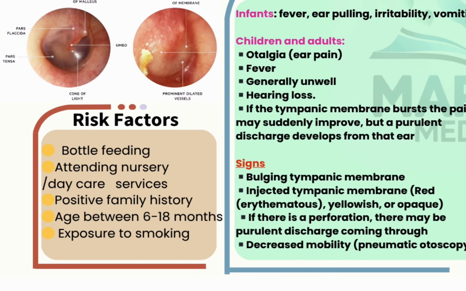Risk factors. Usually, as we said, it's common in infancy and young children. So risk factors include bottle feeding, attending nursery or daycare services, positive family history of ear diseases, age between 6 and 18 months, and exposure to smoking.